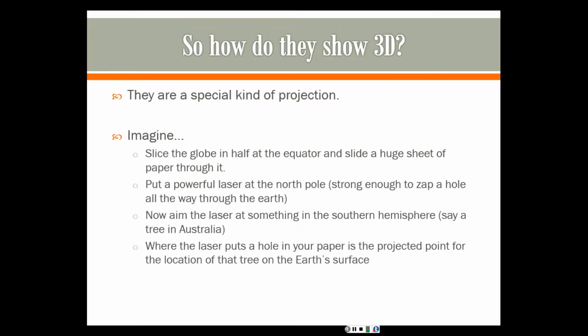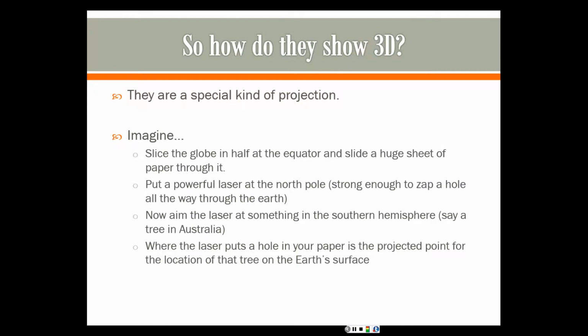This is a special kind of projection. So I'm going to walk you through kind of a cartoonish version of what's going on and how this works. So imagine you're really big and you have a globe and you have a cool, powerful laser beam. So you take something and you slice the globe right in half and slide a giant sheet of paper in at the equator, stick the globe back together. That paper is your piece of tracing paper that you're going to draw this on. Then you go up to the North Pole and you set up your laser that's so powerful it can blast all the way through the Earth and come out wherever. And it's always going to be at the North Pole.